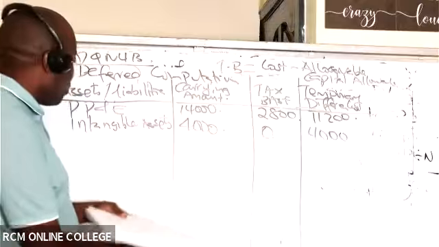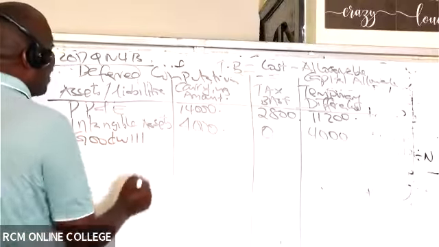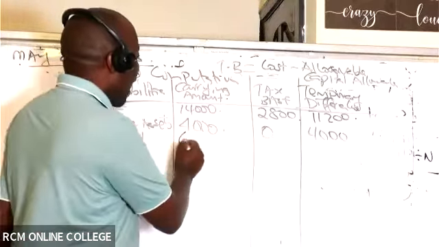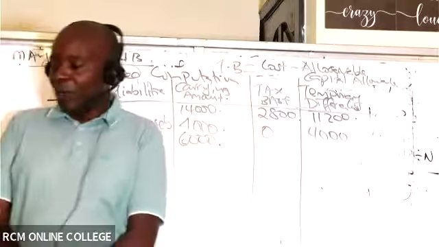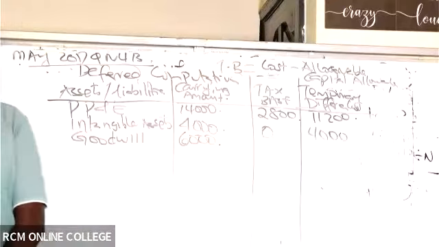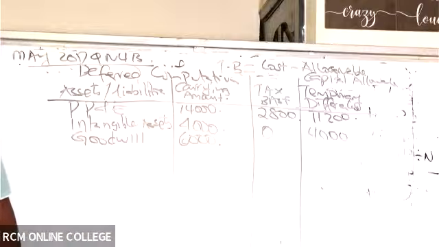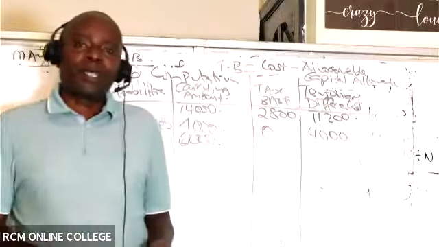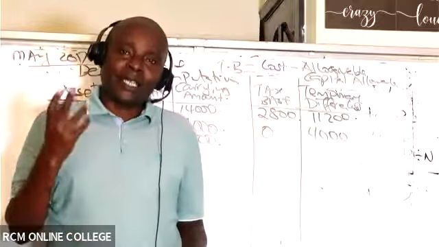The next asset is goodwill. The carrying amount of goodwill here is 6,000. What do you know about goodwill regarding the taxman? Hey, you, my good students. What do you know about goodwill? It's tax exempt, yes. It is always tax exempt. Goodwill, things like equity, those are tax exempt for sure.